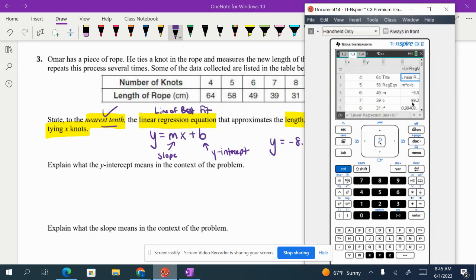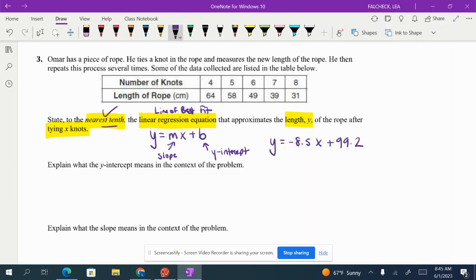And if you'll notice, on the one that we graphed on here, you don't need to know how to do this on your calculator, but I just wanted to show you. That was exactly the equation of the line of best fit. It was negative 8.5x plus 99.2. Okay, so we've written our linear regression equation.